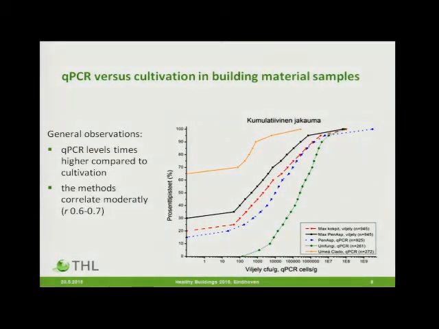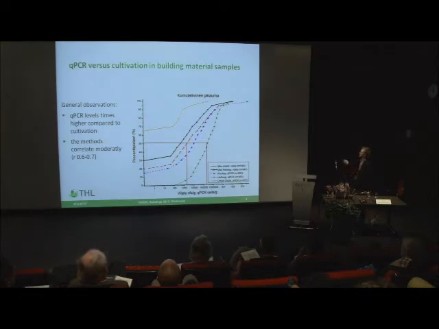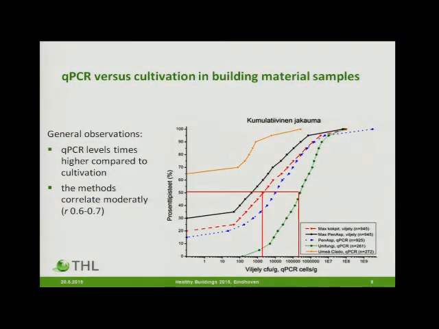So what we see, and that's not really big news, is that qPCR levels are several times higher. That's no big surprise if you, for example, compare cultivation-based total fungal counts versus qPCR-based total fungal counts. And that's a Finnish slide, by the way, so I'm sorry about that. That's a cumulative distribution, with percentage of samples on the y-axis versus levels. What we're seeing here is basically the median. There are about 2,000 CFUs per gram as the median of the samples in cultivation-based, and about 200,000 in PCR-based.